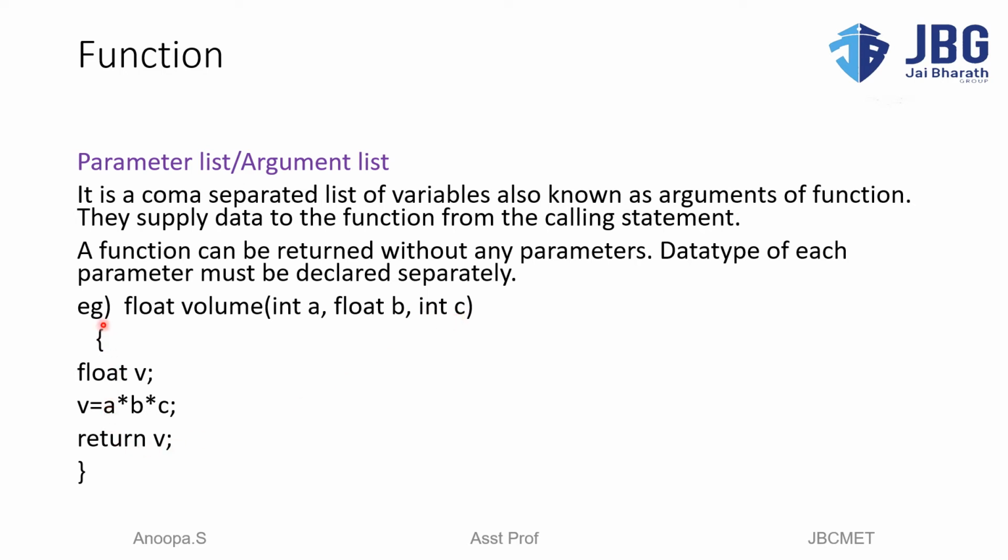Now, this is the body of the function. Here we are declaring a variable v to be a floating point data type. Then v equals a into b into c. From where did we get a, b, c? From this parameter list. Return v. This volume is returned. As it is of data type float, we have specified the return type here as float.